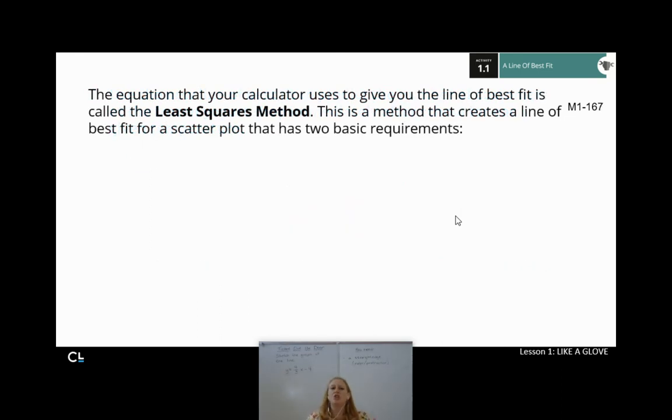So the equation that your calculator uses to give you the line of best fit is called the least squares method. Our Desmos calculator is actually using a very specific method to calculate the line. This is a method that creates a line of best fit for a scatter plot, and it has two basic requirements. You don't have to memorize these, but it's good for you to at least know what they are.